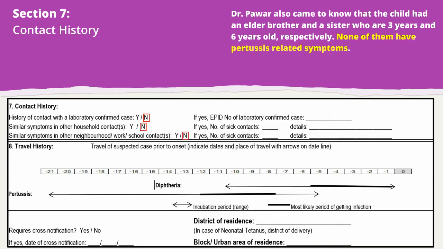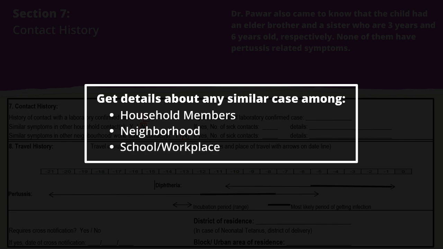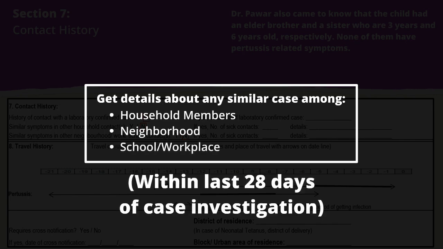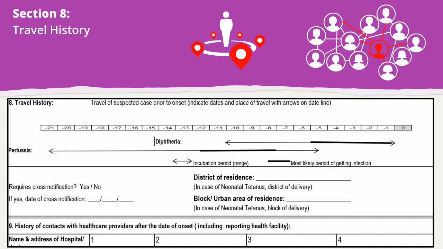Also, there are no persons in the household or neighborhood having similar symptoms. From patient or caregivers, get details about any similar case among other household members, neighborhood, school or workplace within last 28 days. Section 8 is on travel history prior to onset of disease. It helps to identify the place from where the case might have acquired the illness.